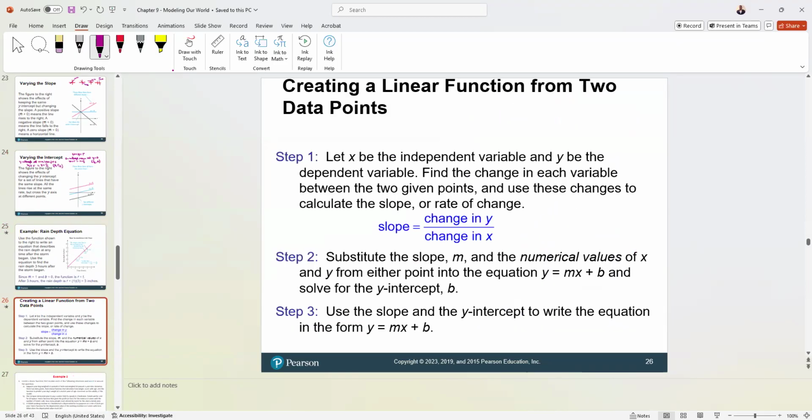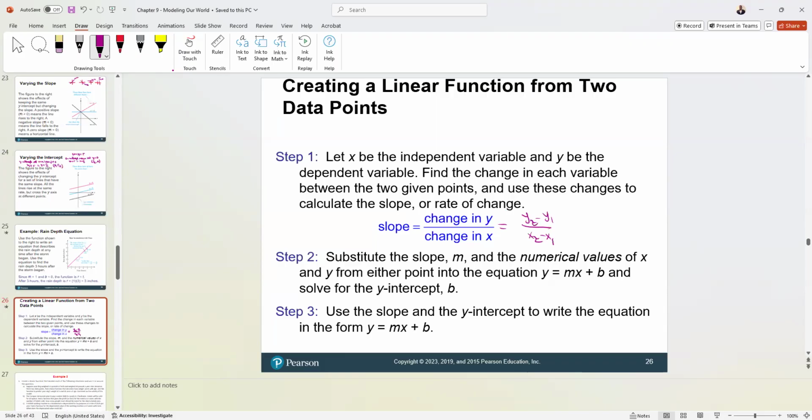So we said to create a linear function from two data points, you let x be the independent variable and y the dependent variable. You find a change in each variable between the two points. So meaning we know this one is y2 minus y1 over x2 minus x1. So that's mostly what we're planning on doing.